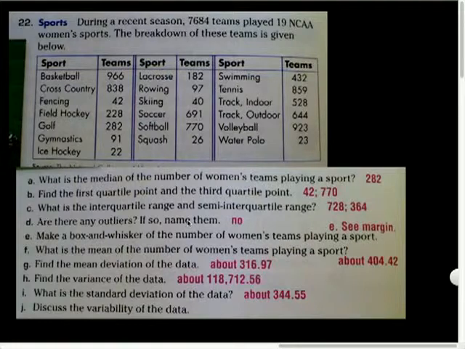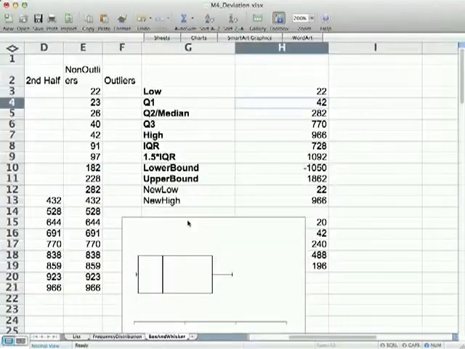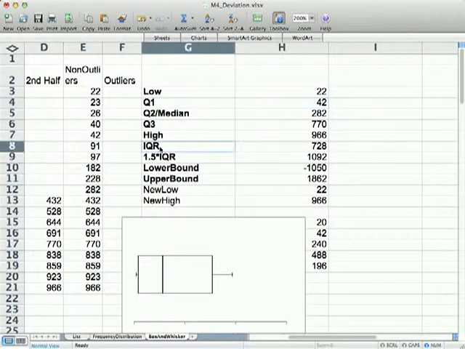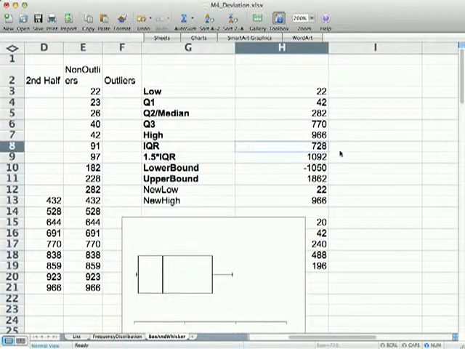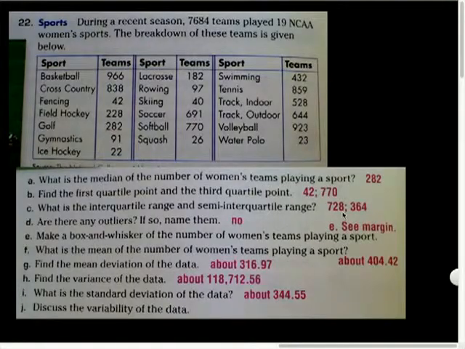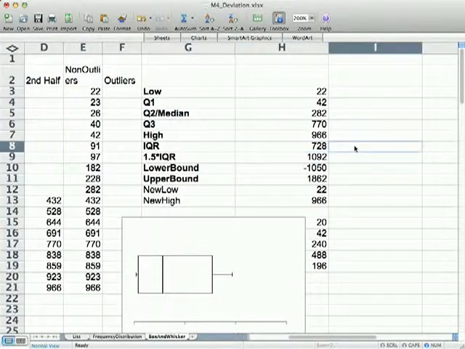What's the formula for interquartile range? You guys remember? Q3 minus Q1. So I called that interquartile range right there. There's 728, so you can see that. Semi-interquartile range, you remember what that one is?